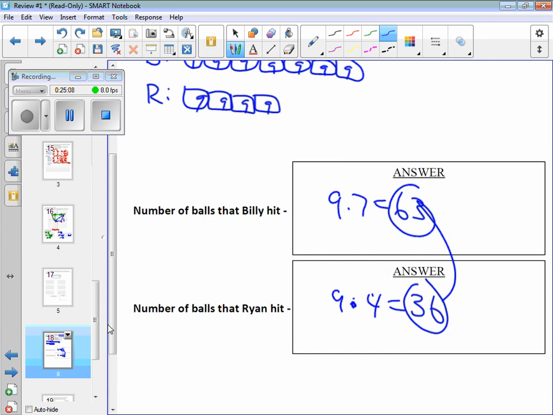Oh, absolutely. Is that common? It is. The dot should be used. Yeah, definitely.